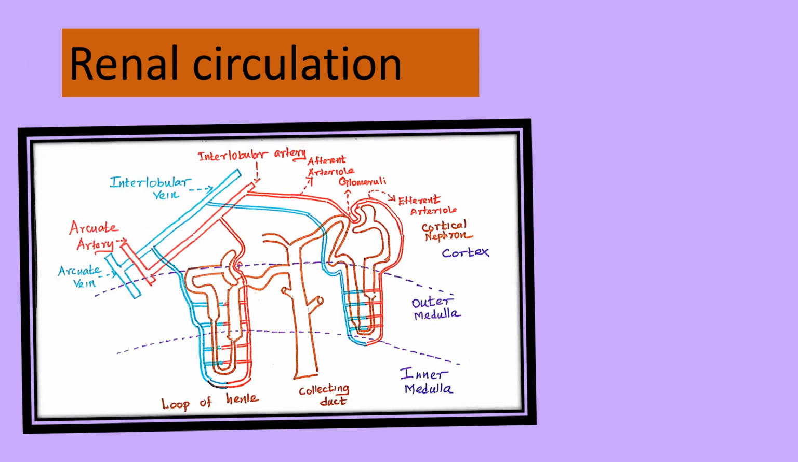This diagram also depicts the renal circulation from the aorta. The interlobar artery forms the arcuate artery, which gives the interlobular artery. It forms the afferent arteriole, which drains into the glomeruli and efferent arteriole. In the cortical nephron, it forms the peritubular capillary plexus. In the medullary nephron, it forms the vasa recta. Then it forms the interlobular vein, arcuate vein, and interlobar vein, draining into the renal vein.